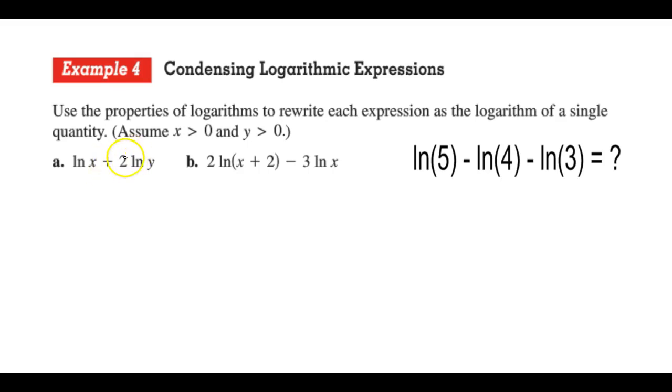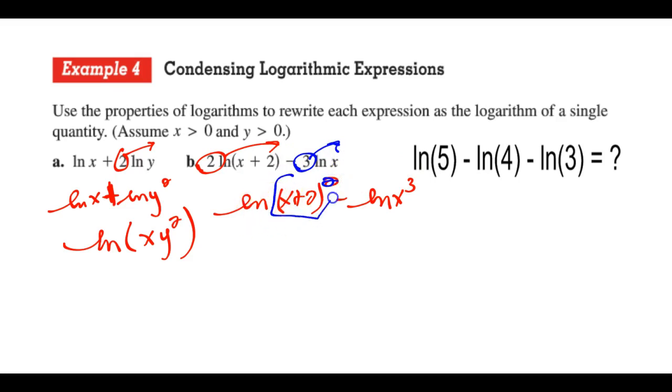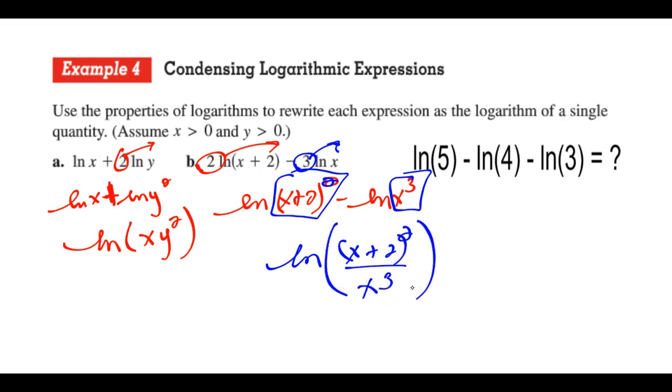Condensing is going to go the opposite direction, so I would use the dump up property: the natural log of x plus the natural log of y squared. And if I add, then I multiply those, to write that as one log, the natural log of xy squared. Again, dump up, so the natural log of x plus 2 squared minus the natural log of x cubed. I don't like red, let's change it to blue. So this is the log of this stuff minus that stuff, and when I subtract, it's the log of a divided by b, and I'll put parentheses around it so you know it's just one term.